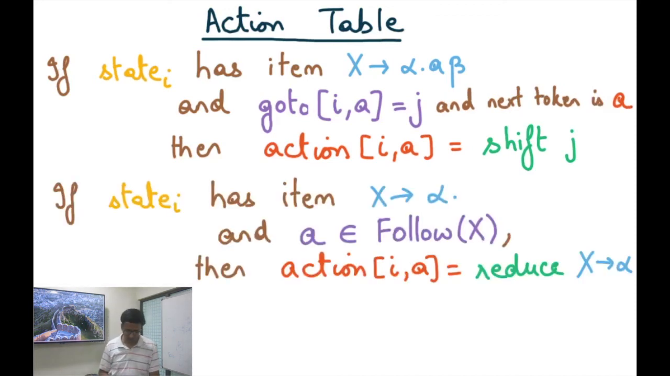Similarly, if state I has item X produces alpha dot, which indicates that there's a possible reduction, and the lookahead symbol A belongs to follow of X, that's the condition for SLR parsing, then action[I, A] equals reduce using the production X produces alpha. All right, so that's just the action[I, A].